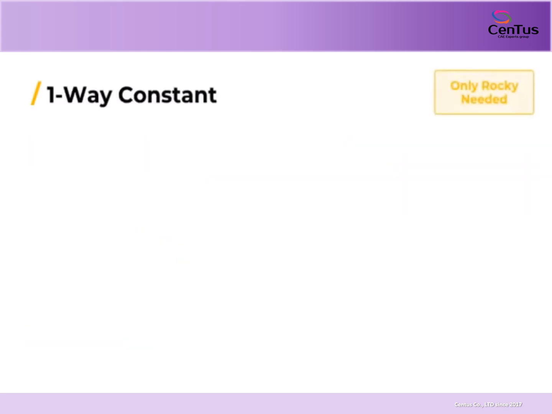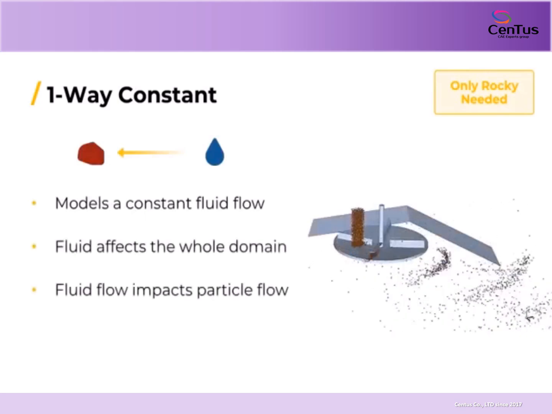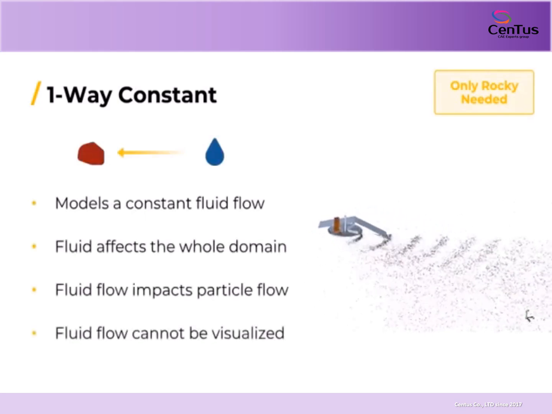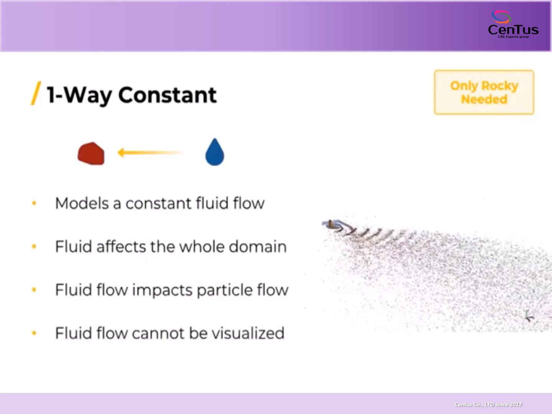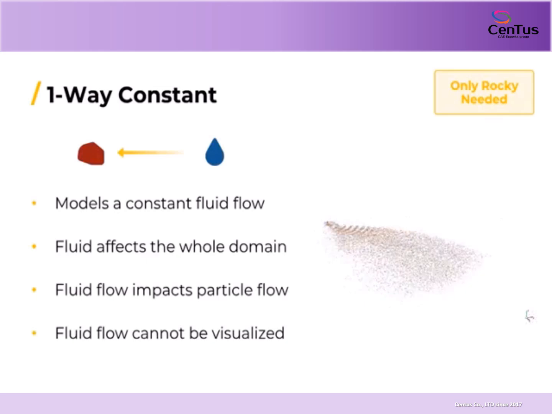Starting with the one-way constant method, which simulates how a constant fluid flow affects particle motion in Rocky. It is useful in cases where you have a known, unchanging fluid flow and want to understand how it impacts the flow of particles without having to use a separate CFD software.